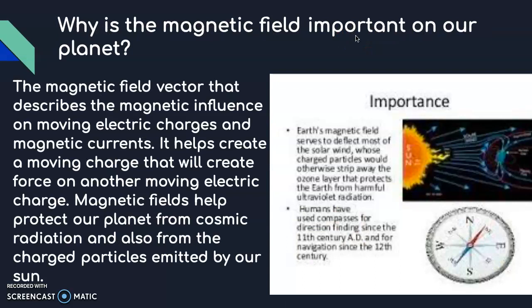So why is the magnetic field important on our planet? The magnetic field is a vector that describes the magnetic influence on moving electric charges and magnetic currents. It helps create a moving charge that will create force on another moving electric charge. Magnetic fields help protect our planet from cosmic radiation and also from the charged particles emitted by our sun.